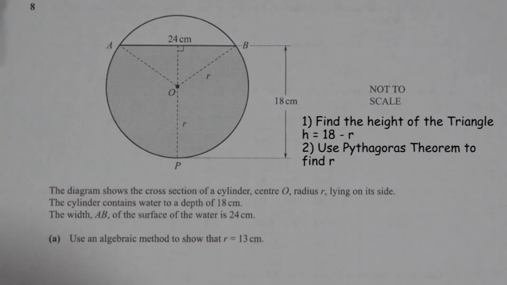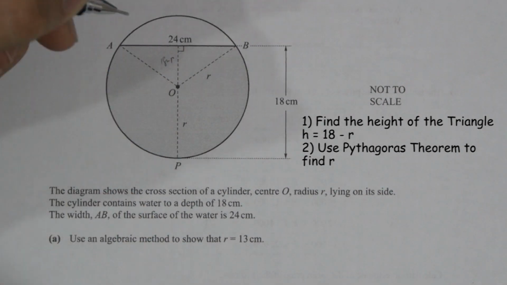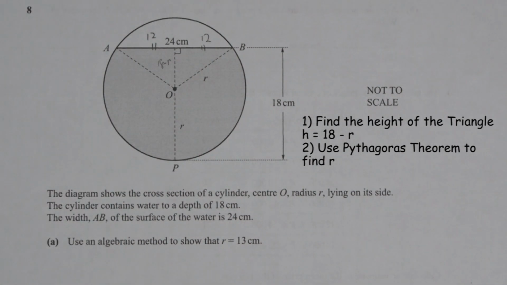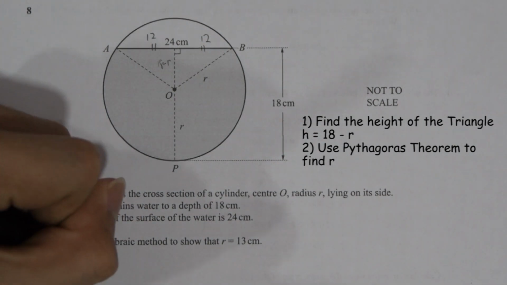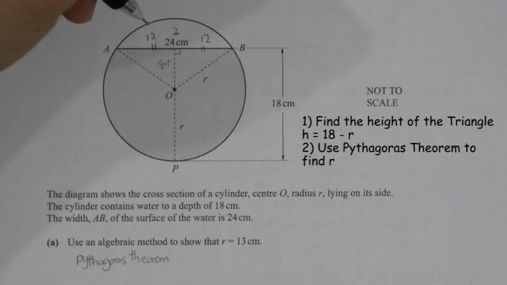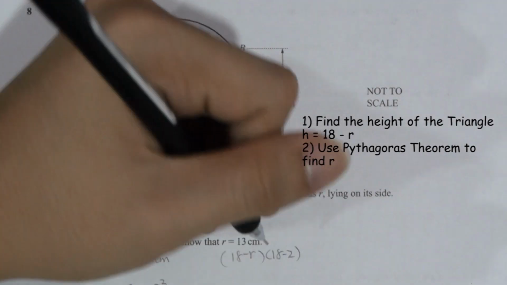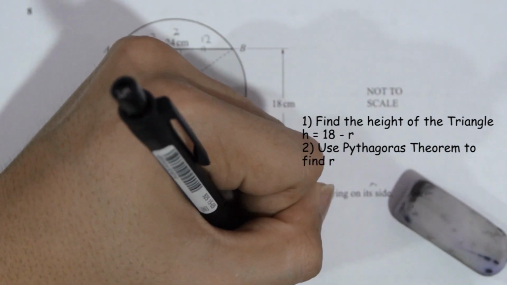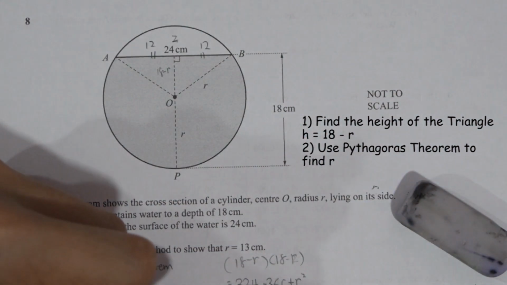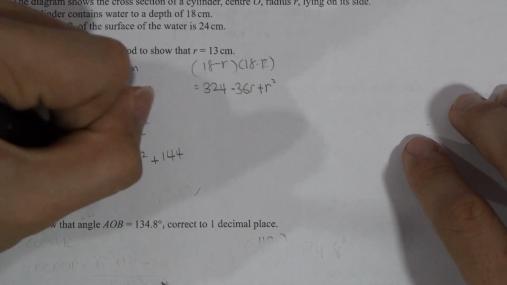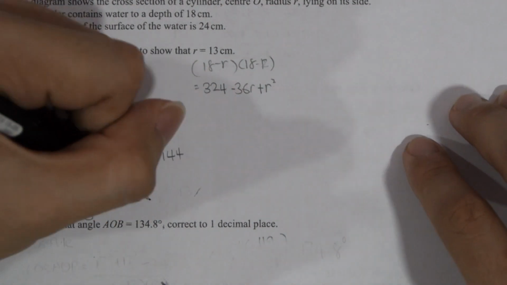As for question 8, the first thing you need to know is the height of the triangle. As shown in the graph, 18 is the total height and then the radius is r. So the height of the triangle will be 18 minus r. With that data alone, we can now approach this question by using Pythagoras theorem. So you will also be using the AB line, so half of it is actually 12.